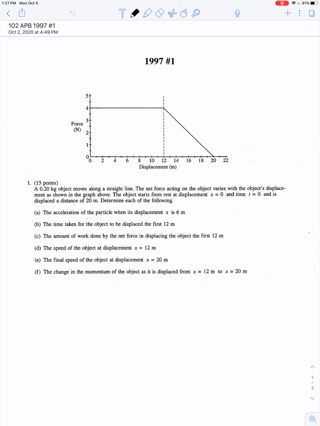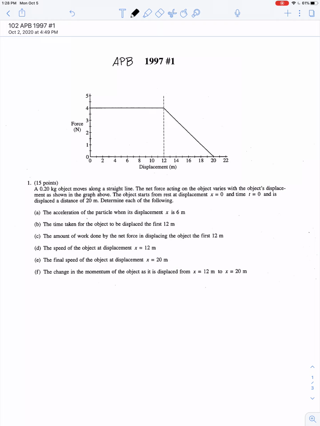Here's another AP problem to give us further practice in our study of work, energy, and power. This one happens to be from the level B AP exam from the year 1997. Now, I'm not going to answer every part of it, but I'll at least give you hints to each part, and a couple of them we'll do in full.